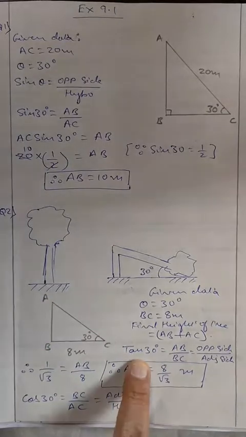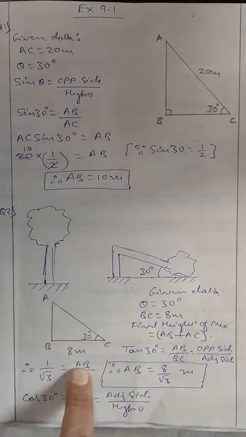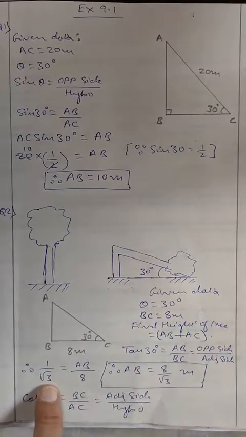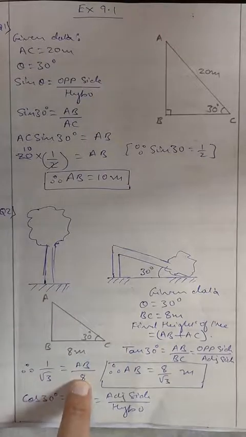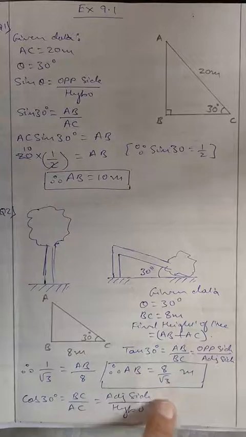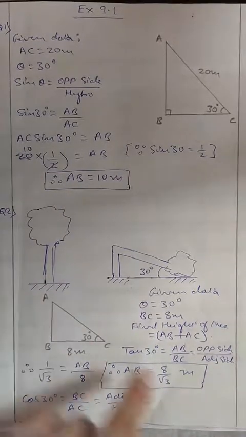So first of all we use tan 30 degrees. Tan 30 is opposite side upon adjacent side, so AB upon BC. And what is tan 30? 1 upon root 3. 1 upon root 3 is equal to AB upon 8. That means AB becomes 8 upon root 3 meters.